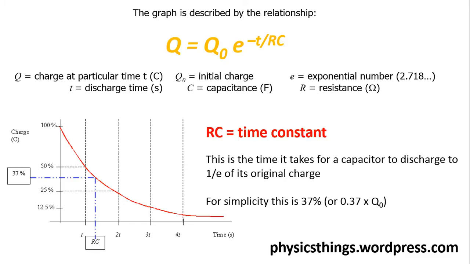And that's very useful because it gives us a way, when we have a graph of charge against time, or, as we'll see later, voltage against time, or current against time, because it's an exponential decay, if you're asked to work out what the time constant, what RC is, just read off where 37% is on your graph, read across, read down, and where it crosses the x-axis is where your time constant RC is.